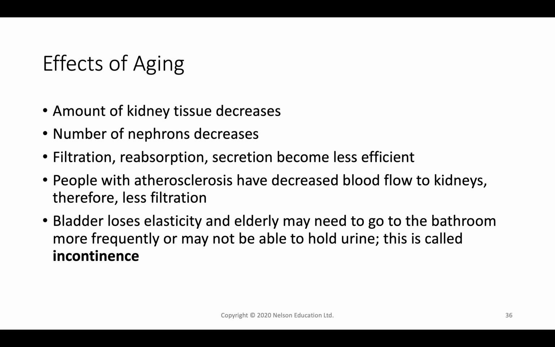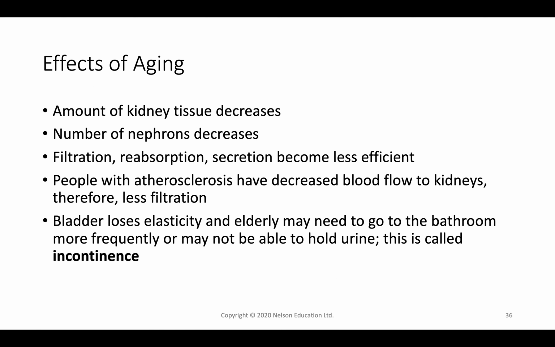Okay, so as we get older, our tissue function is going to decrease. We're going to end up with smaller kidneys, so the actual tissue size is going to decrease, as well as the number of nephrons. So we're going to end up with a decrease in the filtration rate, the resorption rate, the secretion. So all of this is going to become less efficient.